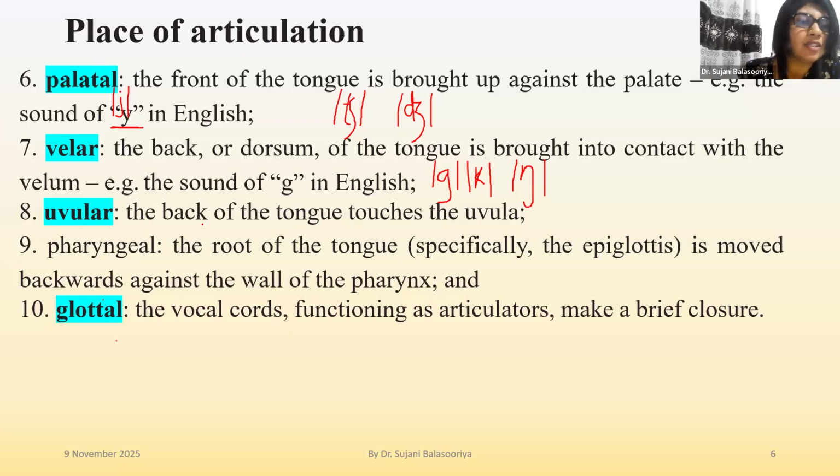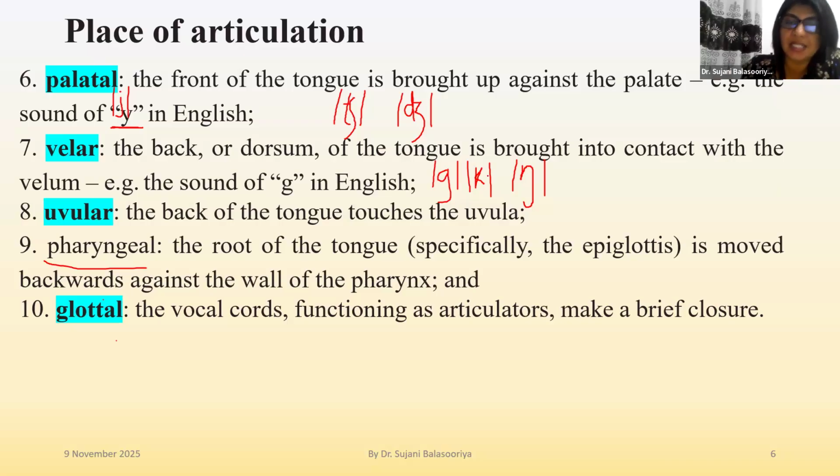Right, number 9, actually I have missed that. I have not highlighted this one, right? Okay, pharyngeal. Pharyngeal consonants. Remember, that is also not very familiar to us because in our languages we do not use pharyngeal consonants, but understand what happens there. The root of the tongue is moved backwards against the wall of the pharynx.